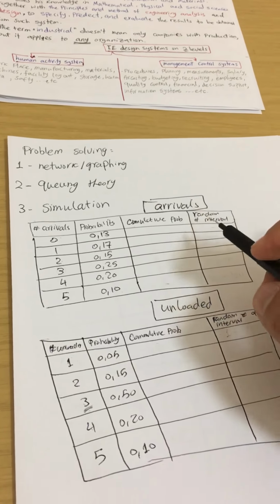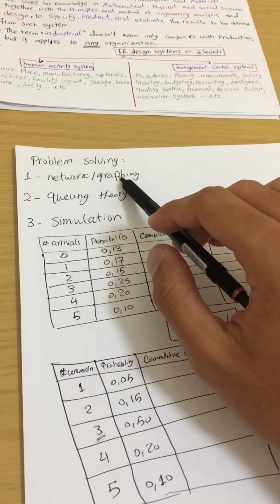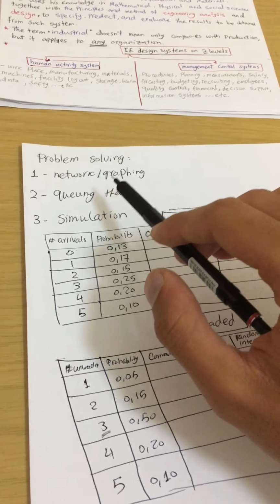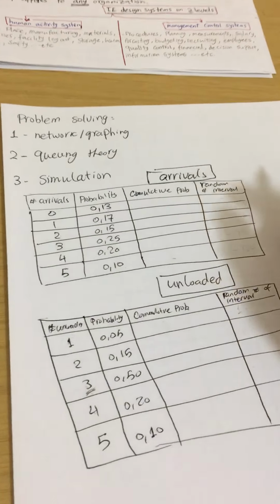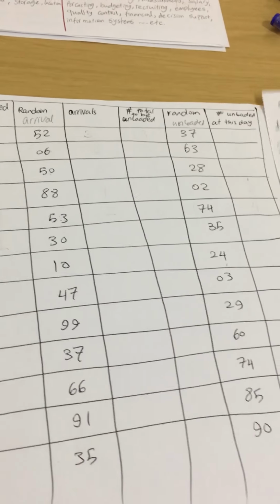So I will tell you the first one should be networking or graph theory. The second problem is queuing theory. And the third is simulation. And I will start with simulation. You will be given 3 tables: the first table of arrivals, the second for unloaded, and the third for the combination of this information.